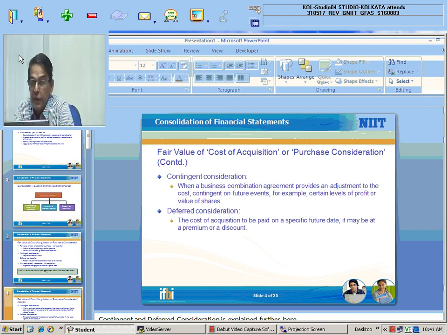Deferred consideration is the cost of acquisition to be paid on a specific future date. It may be at a premium or at a discount. So whenever there is deferred consideration involved, that means any consideration which is payable on a future date, you have to take into account the present value of the deferred consideration on the acquisition date.